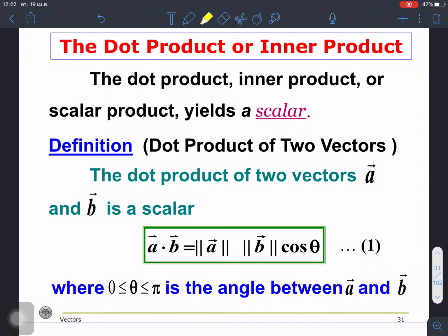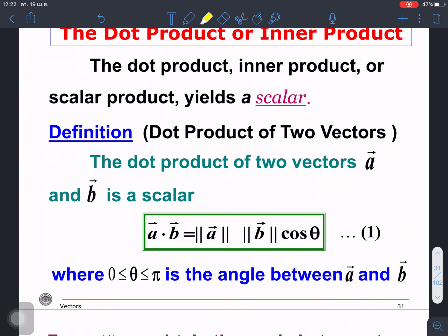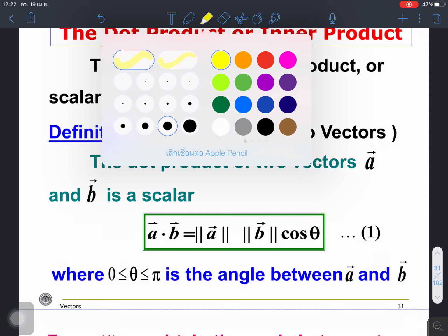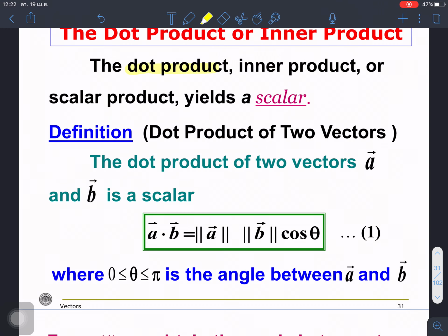I want to talk about now the dot product and all the inner products of two vectors, either in two-dimensional or three-dimensional. We have the same process for them. The dot product or inner product, or sometimes we also call it the scalar product, but I always call it the dot product.